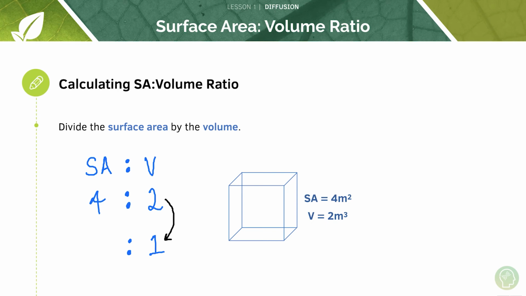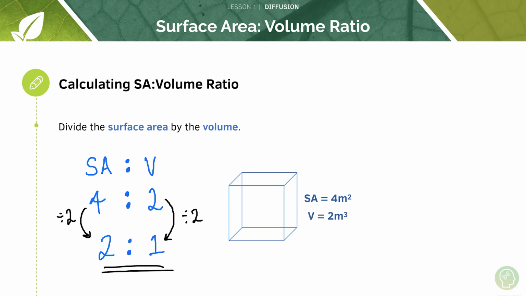You've got to do exactly what you do on this side of the ratio, on this side. So if you're dividing the volume number by 2, you're going to have to also divide the surface area by 2. And that's going to give us 2. So the surface area to volume ratio is 2:1, or 2. You could present it as either of those values.